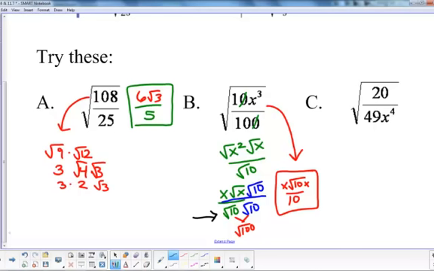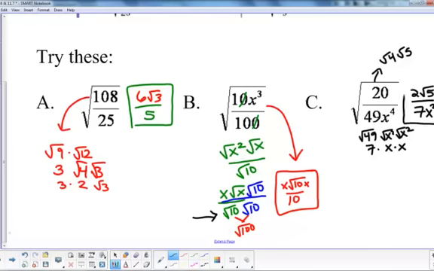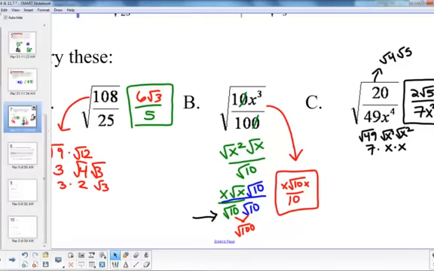So in this one, we have the square root of 20, which is square root of 4 times the square root of 5. So the numerator simplifies to 2 root 5. The denominator, the square root of 49, is perfect. The square root of x to the 4th is also perfect. So we have 7 times x times x. So the denominator is 7x squared. Nothing cancels, so you're done. Isn't this fun?